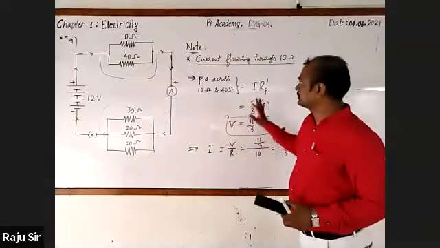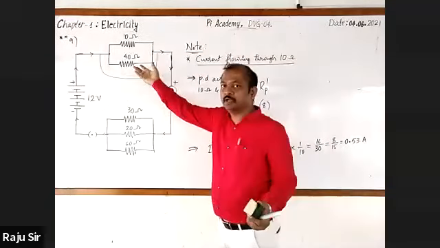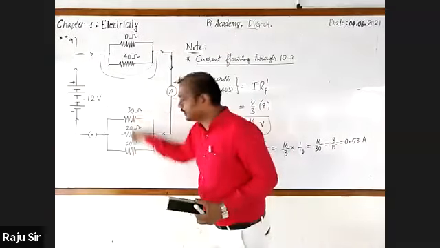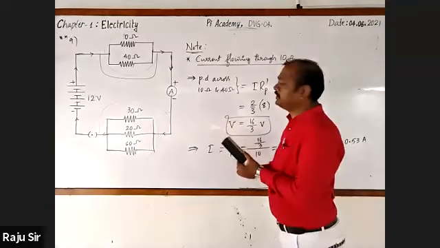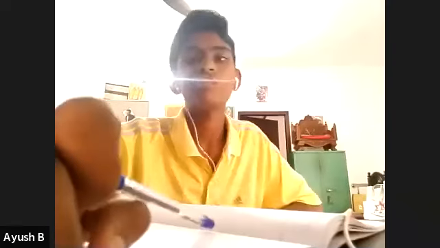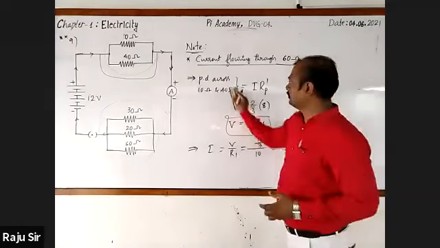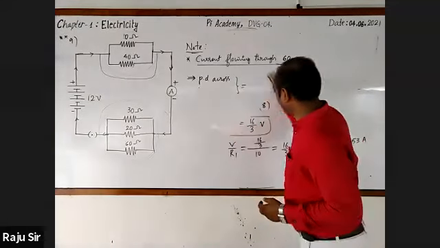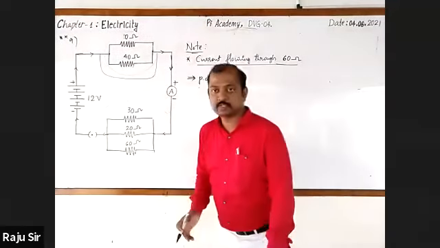Let's do one thing. Just wait. Current flowing through 10 ohm is over. 40 ohm, you can do that. In this, I'll take any one of these three. Current flowing through, let us take 60 ohm. Current flowing through 60 ohm.